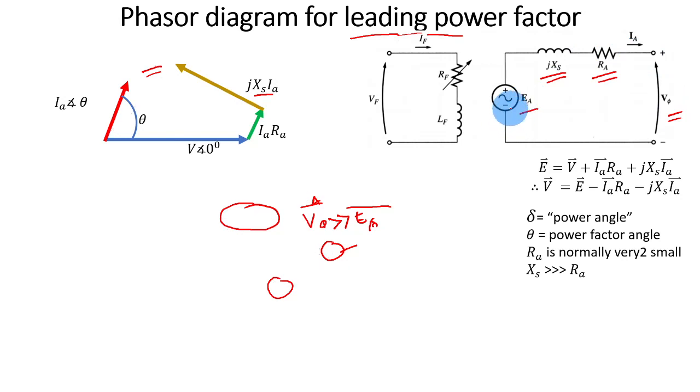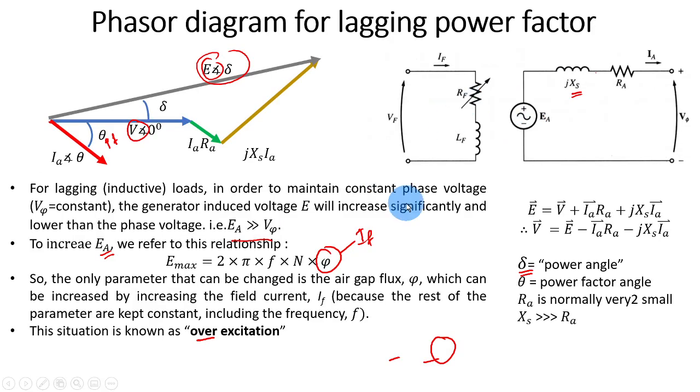Similarly, if you go back to the previous slide, for a lagging power factor, you can see that EA is greater than V phase, meaning that if you have a lagging power factor, the V phase will be reduced to lower than the generator voltage. This is because what affects the phase voltage here is this current, which will be lagging, and because of that, the voltage across this phase will go lower, much lower than the EA.